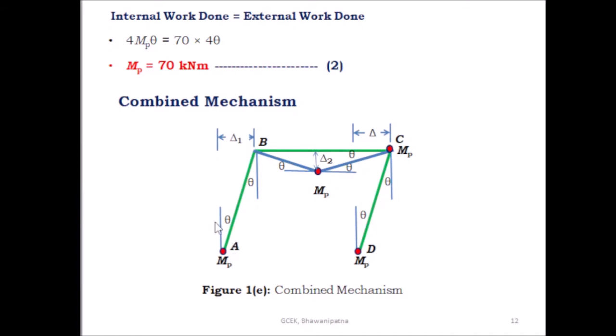And this is the rotation that takes place at A, theta, and at B, theta, and under the load the total rotation theta plus theta, 2 theta, and at C the total rotation theta plus theta, 2 theta, and at D the rotation is theta. So here you have to find out the internal work done. Due to this plastic moment, Mp into theta is the internal work done at A, and here at B there is no plastic hinge, so there is no internal work done. Under this load the internal work done is equal to Mp into 2 theta, and at C the internal work done is equal to Mp into 2 theta, and at D the internal work done is equal to Mp into theta.